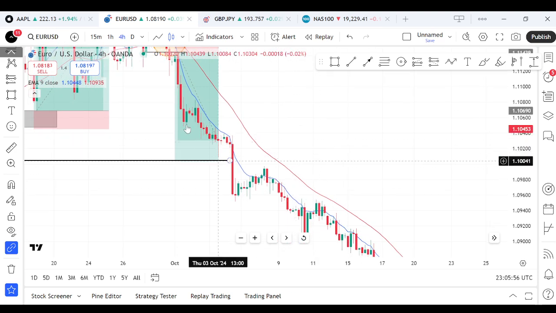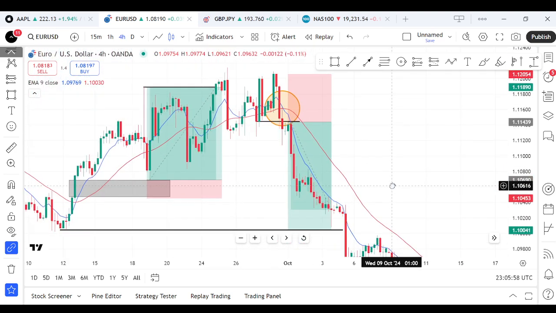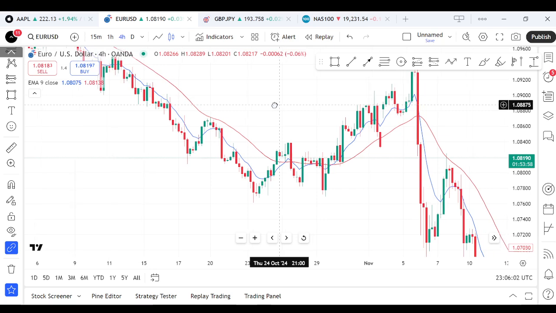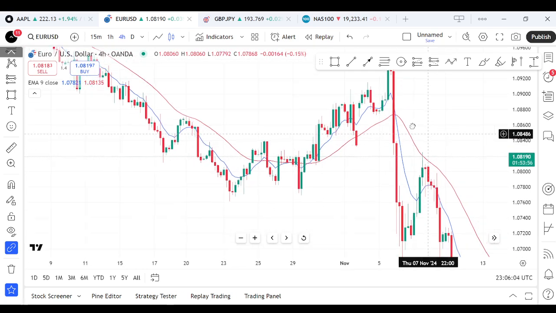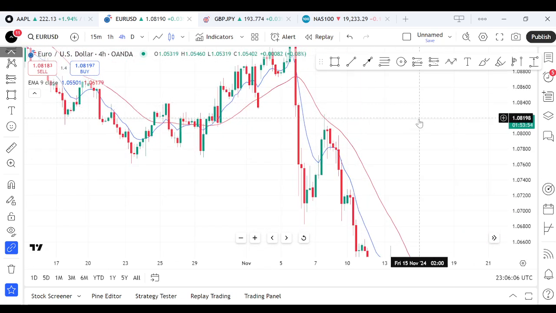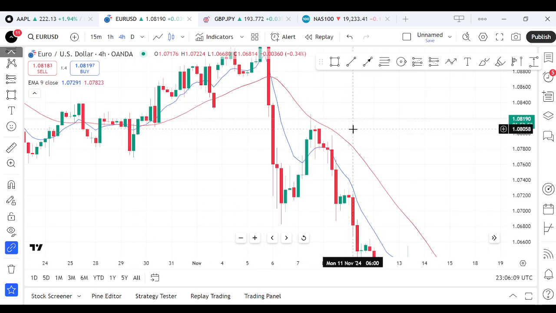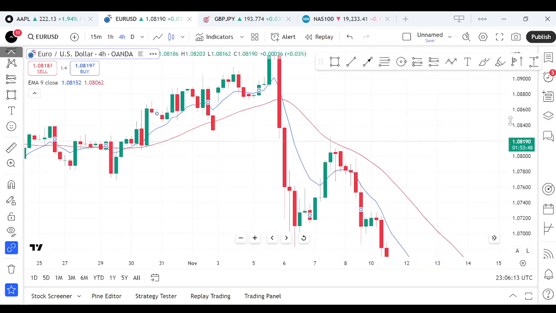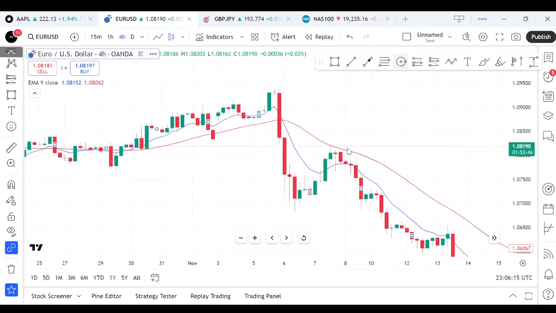Remember to also use the moving average as your dynamic support and resistance level. I discussed that earlier. You can use the moving average for your support and resistance level. You can see here that price is reacting off of the moving averages.